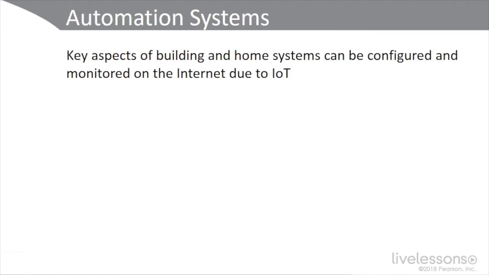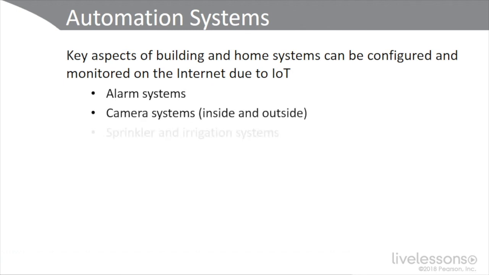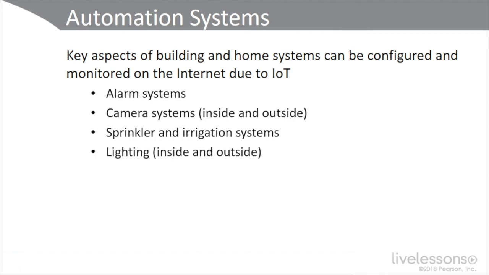Some of the automated systems that we mentioned earlier, alarm systems, camera systems on the inside and outside. Don't forget about sprinklers and irrigation systems. Those are being network enabled. Obviously, inside and outside lighting has been automated and enabled for a long time. That can be managed through your web portals remotely. Various IoT appliances. Refrigerators, of course, are becoming more internet enabled and remotely controlled.